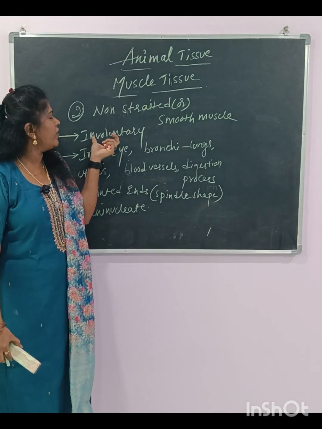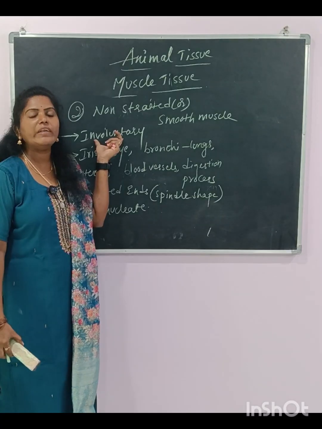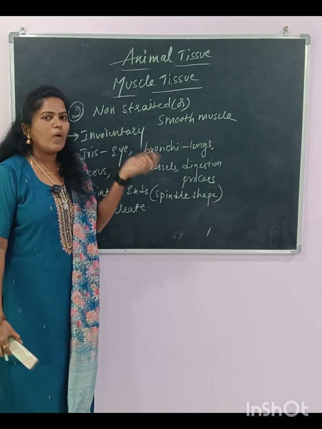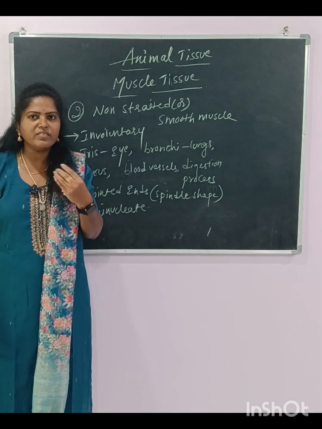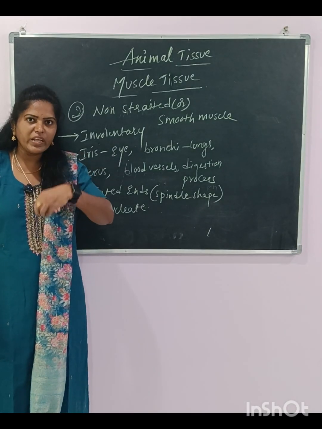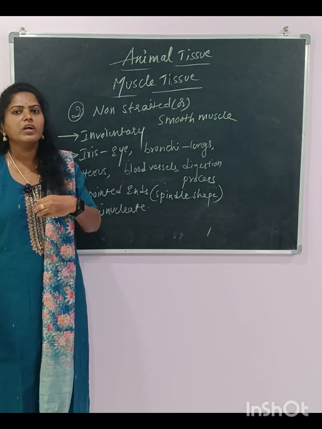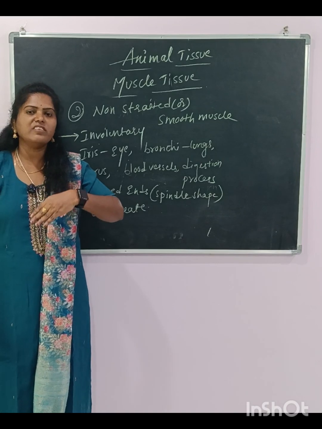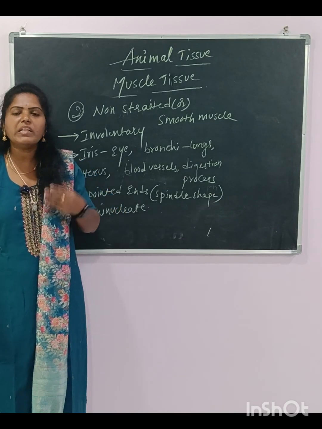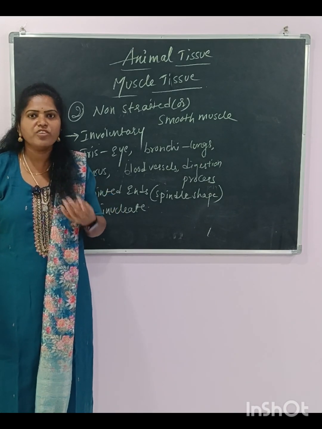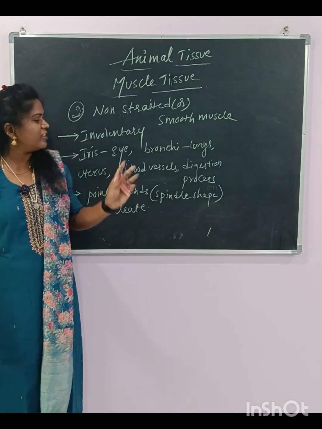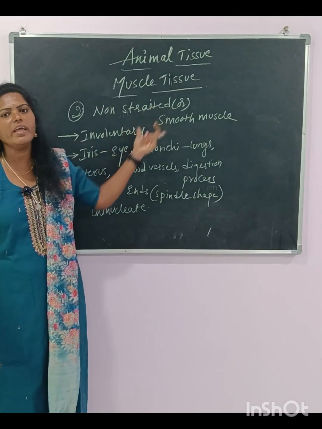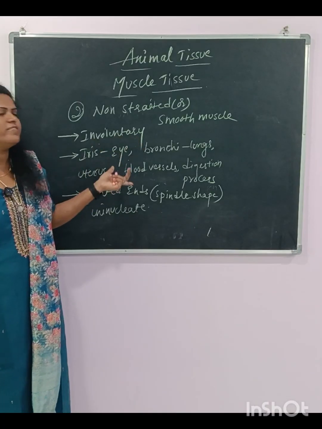And involuntary: why are these muscles called involuntary muscles? Once we take the food, that is under our knowledge, that is under our control. Once we eat the food, whatever process takes place immediately is not under our control. Digestion process, we can't stop it or we can't start it. Such muscles are called involuntary muscles. This is the second one.